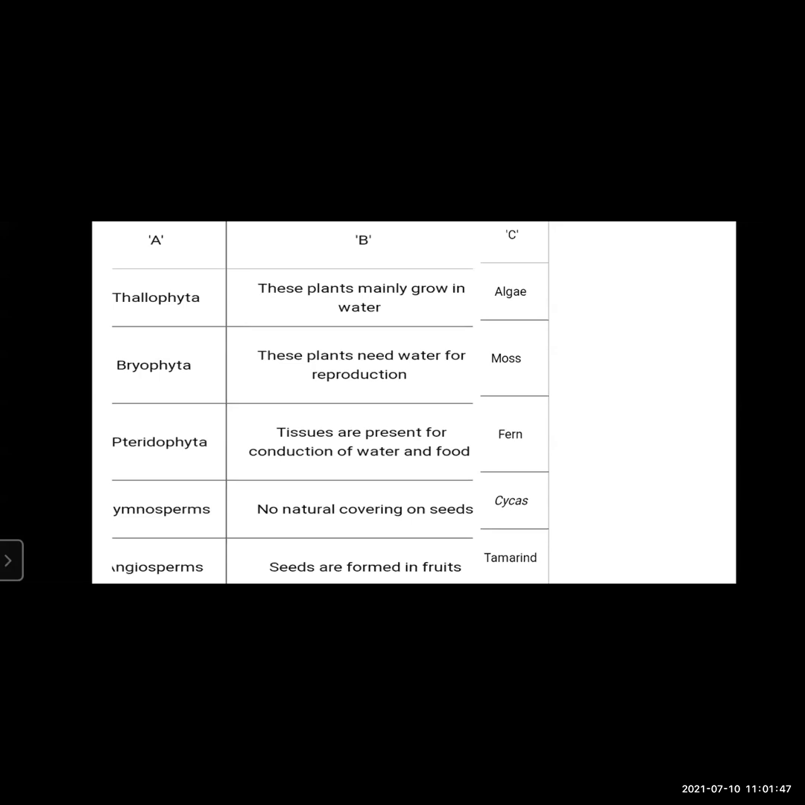Then gymnosperms. Here you can't see G, but the spelling is gymnosperm. So no natural coverings on the seed, that is, open seeds are present. Example is cypress. Then the next is angiosperms. Seeds are formed in fruits, and the example is tamarind. So this is how you have to do the match the pair. And also you don't have to match with the help of pencil. You need to write the answers in different columns, as you know, right? You have to write the answer in this way, the correct answer in front.